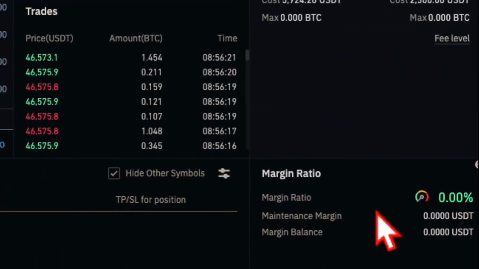Because if your margin is below a certain limit, Binance may call you to add more money into your account, or else they will liquidate your position from their end. So that's the purpose of this margin ratio, to show you that you need to have a required margin.